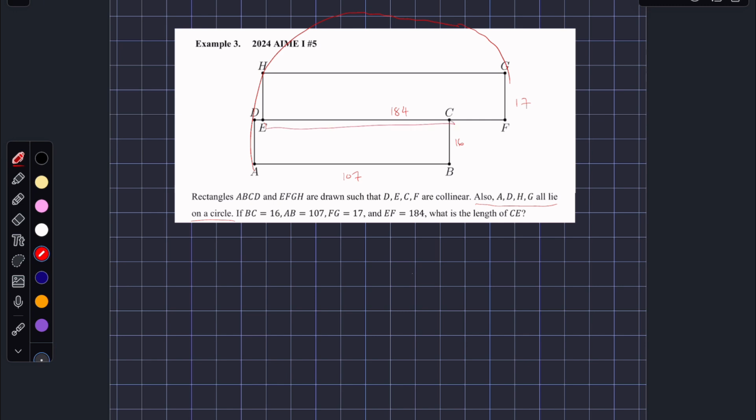It's not the whole side length of either rectangle. Now, if we're trying to find CE and we know the value of the EF segment, perhaps we would need to find this or this, since we also know the AB segment length.